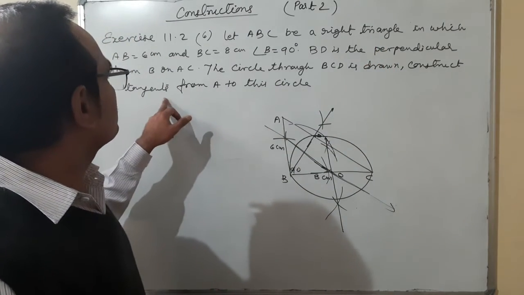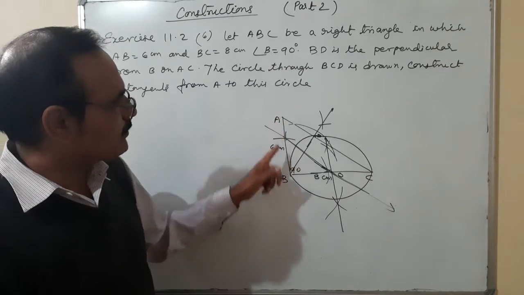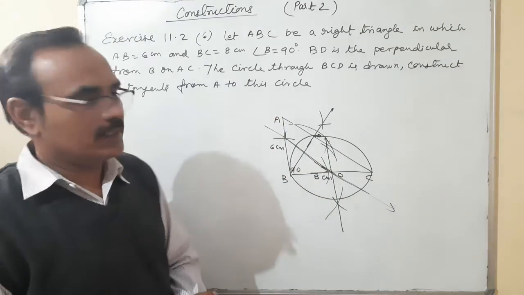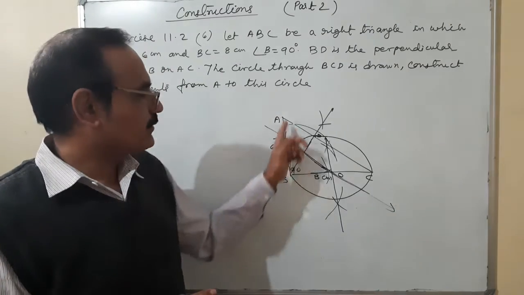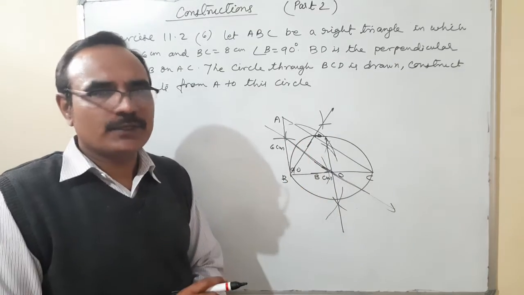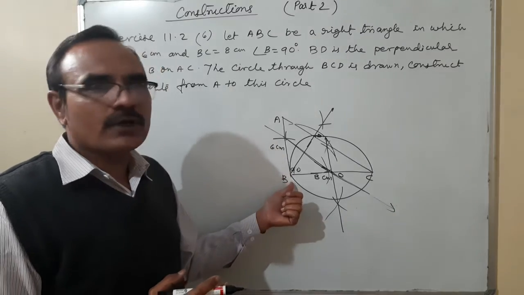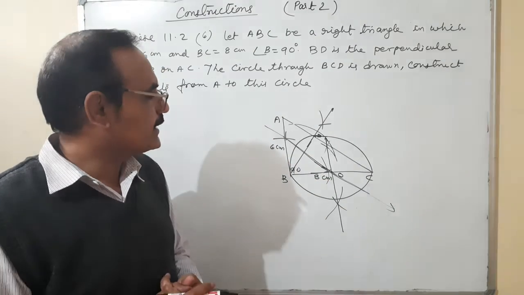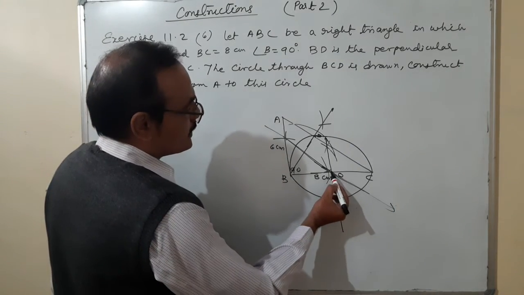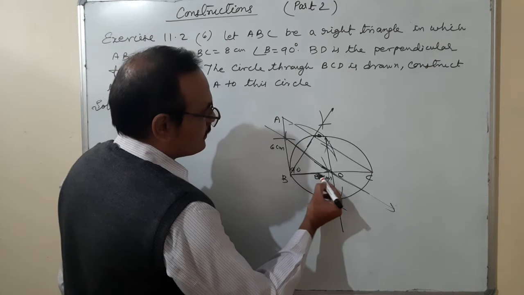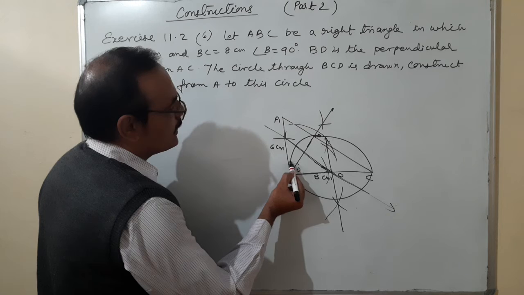Construct the tangents from A to this circle. From this point A, we have to draw the tangent to this circle. How many tangents are possible here? There are two tangents possible. Now let us see what is AB. What is the position of AB? So AB is already tangent to this circle. How can we say that it is a tangent to the circle? We can say because this is the center. That means this BO is a radius, and this angle is an angle of 90 degrees.